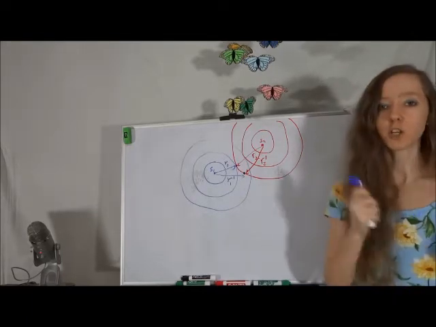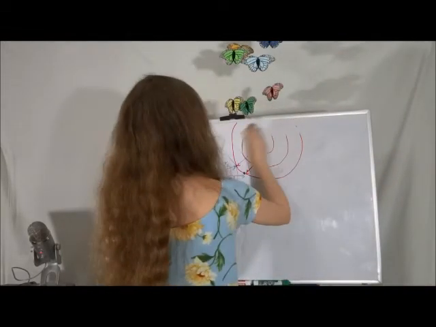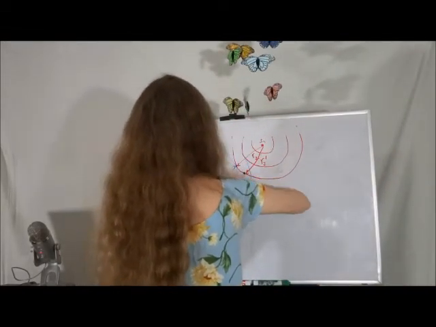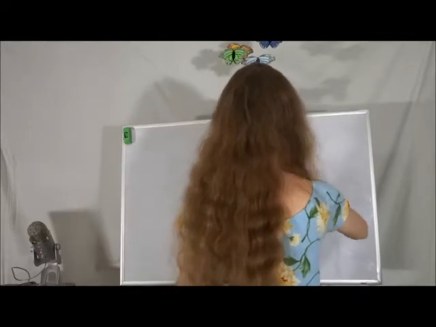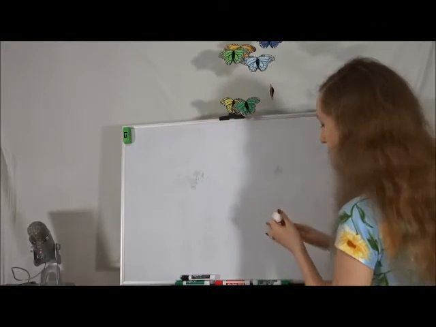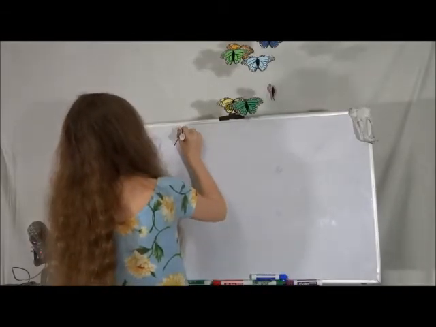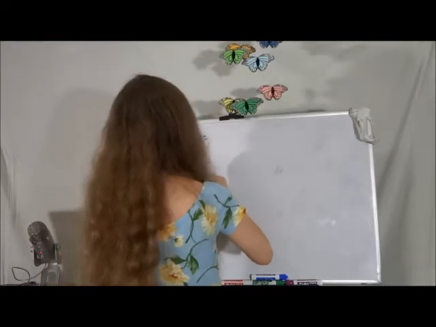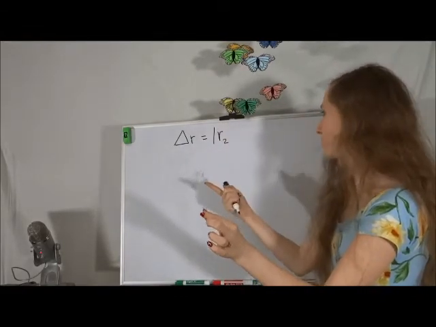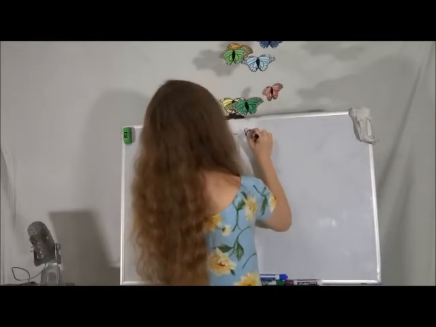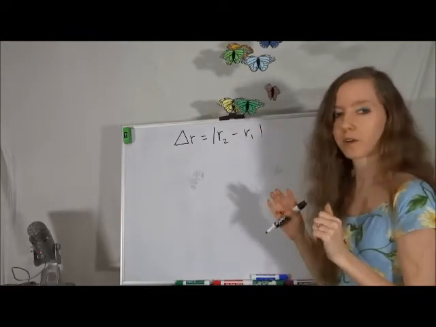So our equations are going to look very similar to what they did for the linear case, but they're slightly different, in that we're going to use R's instead of D's, and we're going to define the path length difference with an absolute value sign, because it doesn't matter mathematically which of our distances is bigger. So we're going to say that delta R, which is what we're using instead of delta D, is equal to the distance from the point of interest to sound source 2, minus R1, which is from the point of interest to sound source 1. And that's how we're going to find delta R.